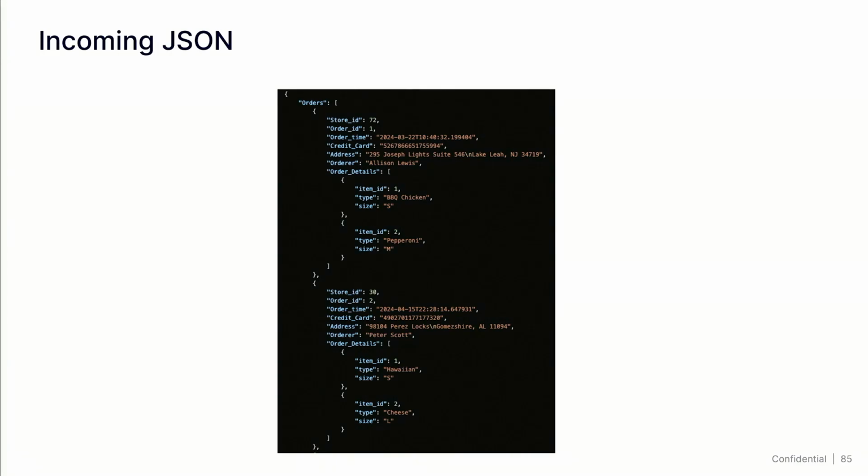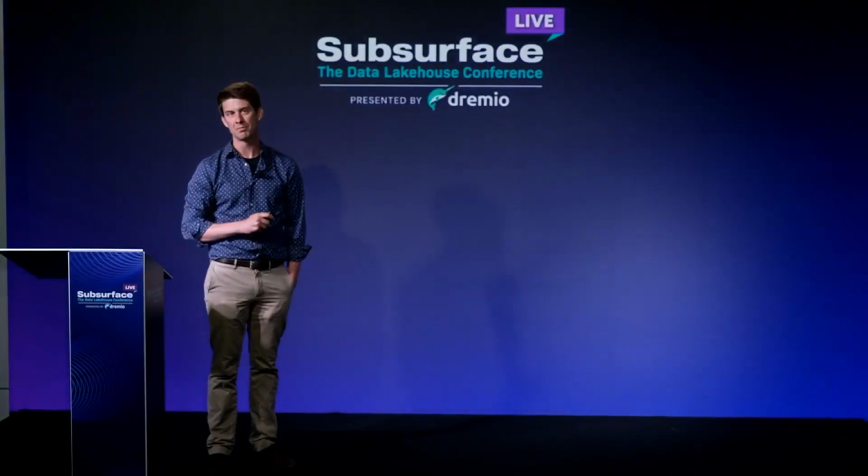We have orders, which is a list. You have a couple elements within orders. Then you go into another list of arrays, and that is the order details. So it's not just a simple, straightforward little demo.